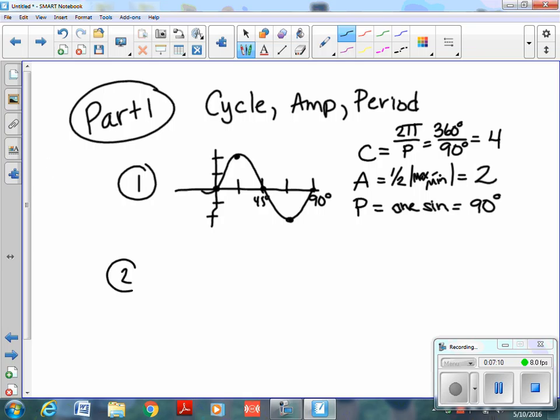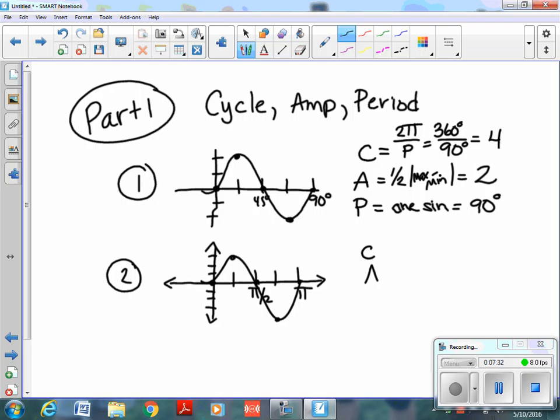Now we're going to find the cycle. Let's do one more equation. 1, 2, 3, 4. Let's make this pi. Let's make this pi over 2. Let's make this 3 and down 3 and 0 here, here, here, and here. And this is what the graph looks like. And we want to find the cycle.